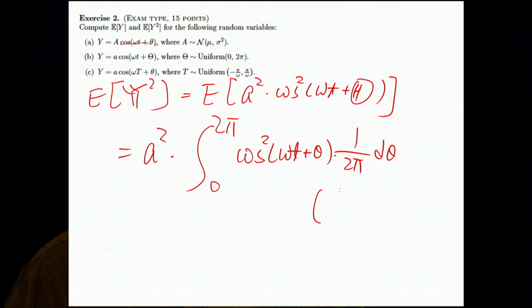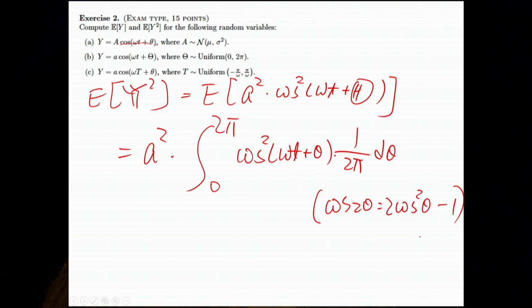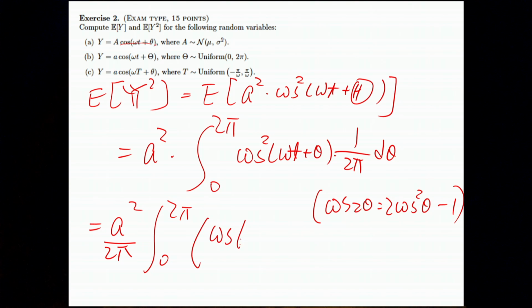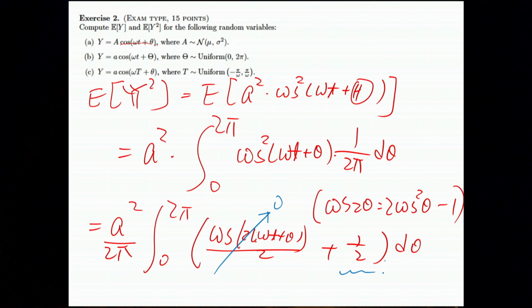Here we know the formula: cosine 2 theta equals 2 times cosine square minus 1. So I take the 1 over 2 pi outside, the integral from 0 to 2 pi of cosine 2 omega t plus theta divided by 2 plus 1/2 d theta. Again, this part goes to 0. I only have 1/2 to integrate from 0 to 2 pi. Finally, I got a squared divided by 2.